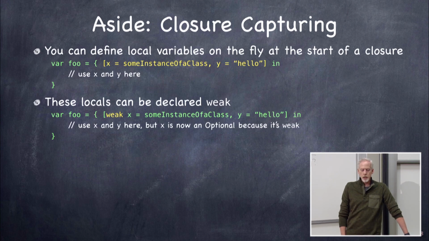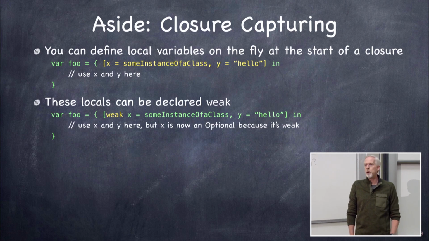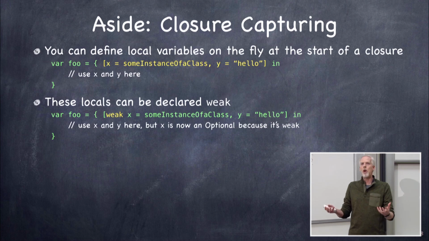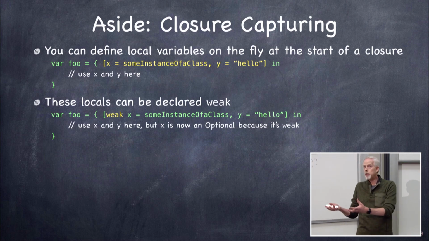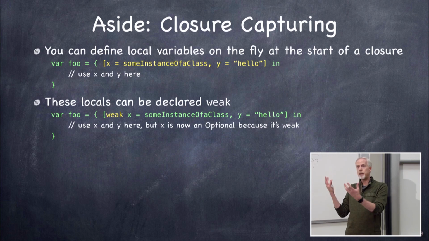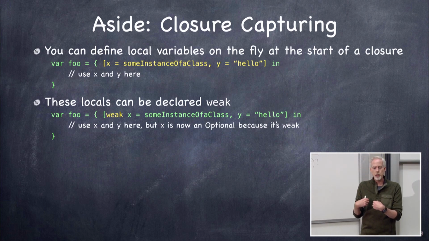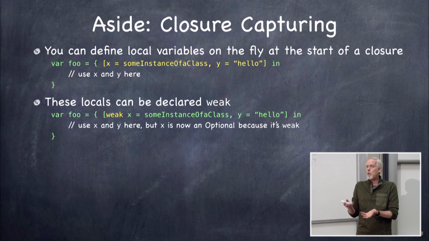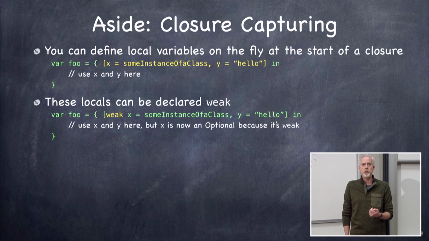Okay? These x and y are different variables. They're local variables just for the closure. And if you were to declare one of them weak, then it now becomes an optional, first of all, because we know all weak variables, they don't keep things in the heap, and they also have to be optional because if the thing they're pointing to goes out of the heap, they get set to nil, right? So I can now use x and y still inside there, but x is now optional and weak. Okay, and you're going to see why that's valuable in a second.